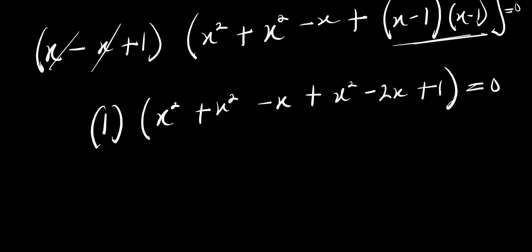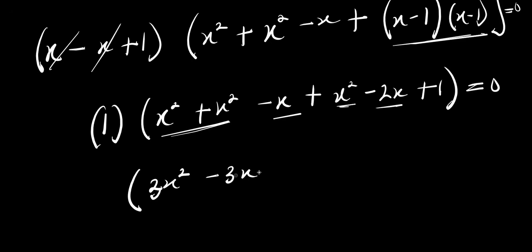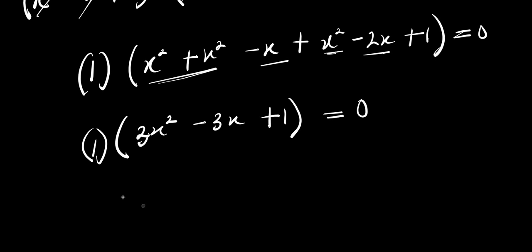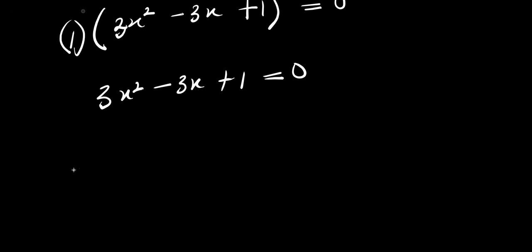So from here, we have 2x squared, this is minus 3x. Then there's another x squared here, that is 3x squared minus 3x. Then we have plus 1 equals 0. So we need to solve this. You multiply this by 1, you have the same thing. That means 3x squared minus 3x plus 1 equals 0. So let's solve using the formula method.